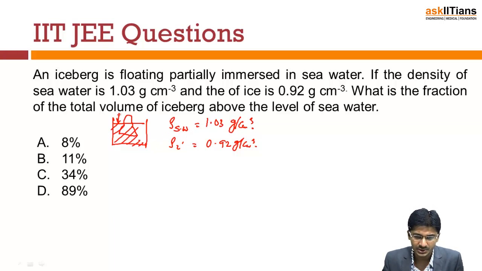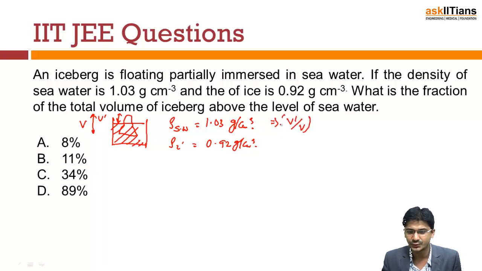Suppose above the level of seawater the volume is V dash, and the total volume I assume is V. So the question asks me to find the fraction above the level, that is V dash by V. Okay. Now it is given that it's floating, right? That means the weight of this must be balanced by the buoyancy force. What will be the weight of this? Weight of this will be volume into density of ice into g.